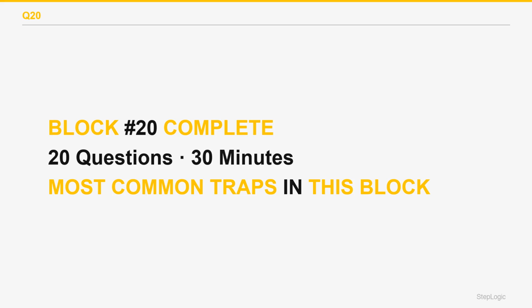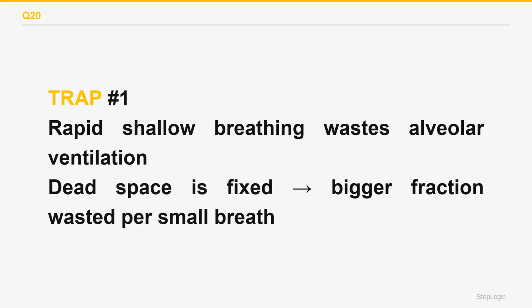Block 20 is done, 400 questions simulated. Let's review the 5 biggest traps from this block. Trap 1. Rapid shallow breathing has the same minute ventilation but much lower alveolar ventilation, because the fixed dead space consumes a larger fraction of each small breath. Slow, deep breaths are more efficient.